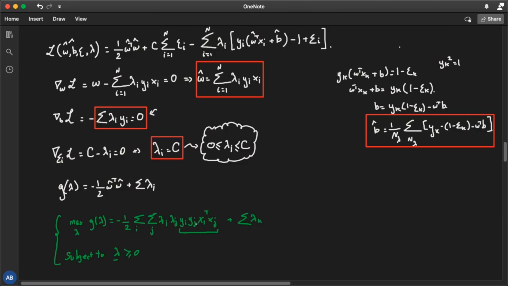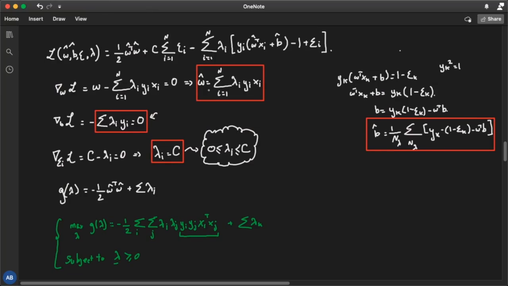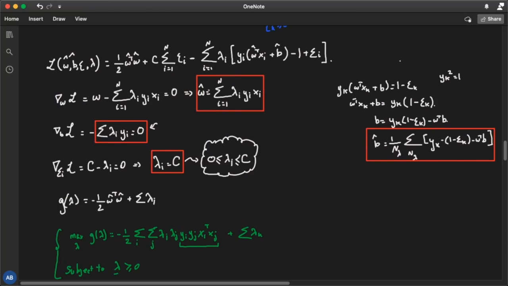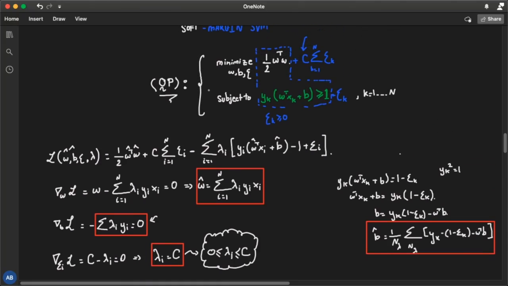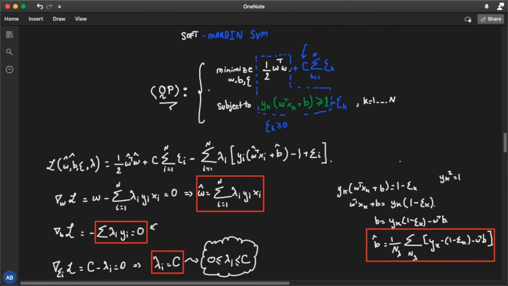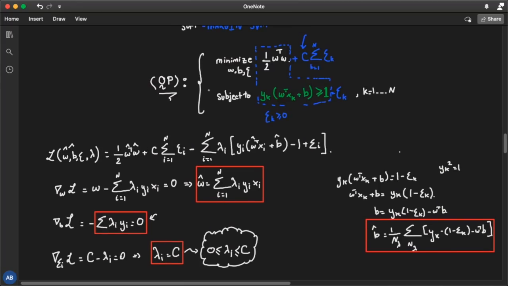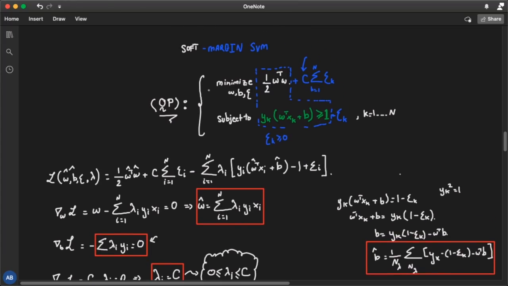So you get the same exact dual function as before to compute the lambda k's, which then you can use to compute the B hat and then the W hat. Okay? And that's how you solve soft margin using the Lagrangian function. Okay?